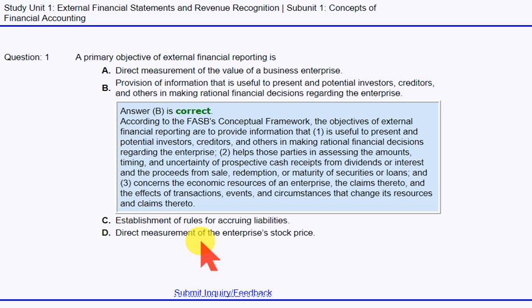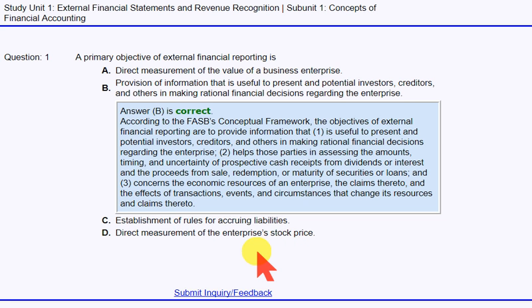Why not C and D? It is equally important to know. Establishing rules for accrual liabilities: financial statements do not set the rules for liabilities. They're already set before the financial statements. Absolutely right. Direct measurement of the enterprise stock price: again, the balance sheet and income statement are stated on historical cost, 20 years old cost, especially the balance sheet. It cannot determine the stock price, because stock price depends upon the business's current worth, not on the old outdated 20 years historical cost.